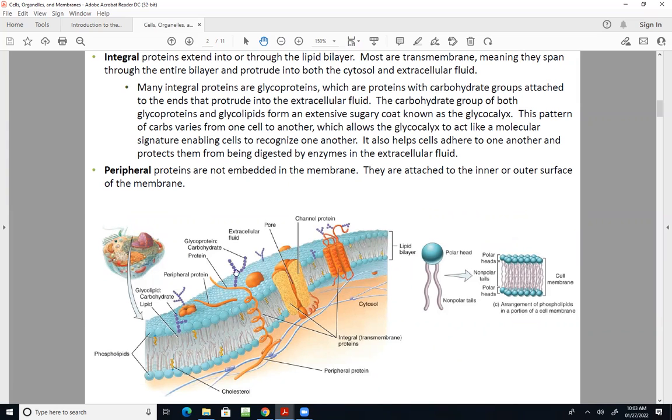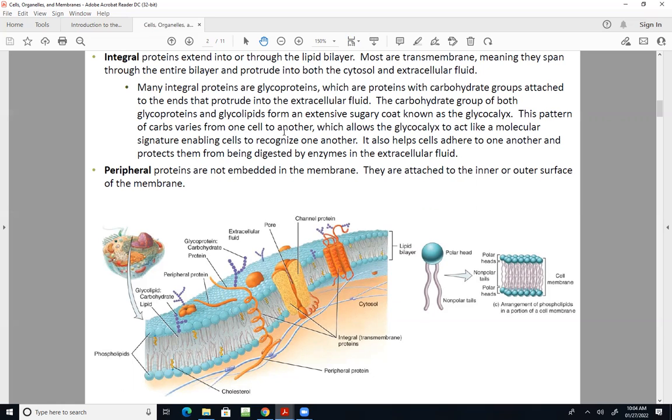Together, glycoproteins and glycolipids are going to give each cell a pretty unique exterior coat. This sugary coat is called the glycocalyx, and this pattern of carbohydrates varies from cell to cell, which enables cells to tell that they're different from one another, or to recognize one another. It'd be like looking around the room, and we're all wearing a unique set of clothing. Well, cells wear their own unique clothing all the time, and that enables them to recognize one another.